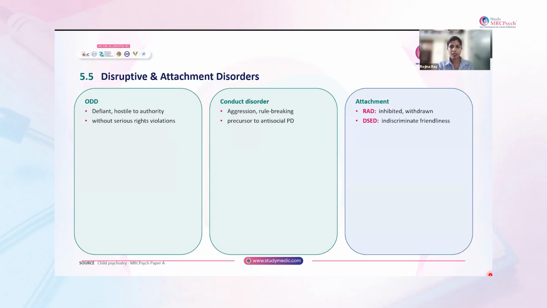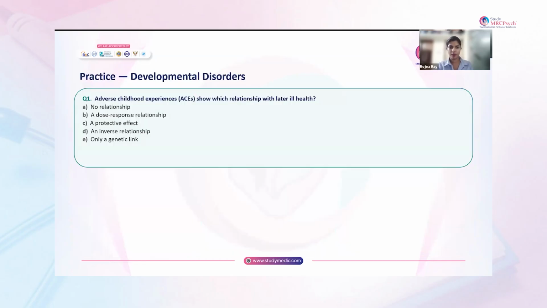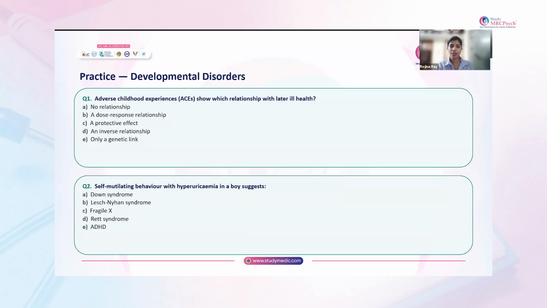Attachment disorders include, as I discussed, reactive attachment disorder, where the child is withdrawn and inhibited and avoids comfort, and disinhibited social engagement disorder, where the child shows indiscriminate friendliness and lacks. The child may be very comfortable around strangers. Adverse childhood experiences show which relationship is later rehearsed. As I discussed, a dose-response relationship. Self-mutilating behavior with hyperuricemia in a boy suggests Lesch-Nyhan syndrome.